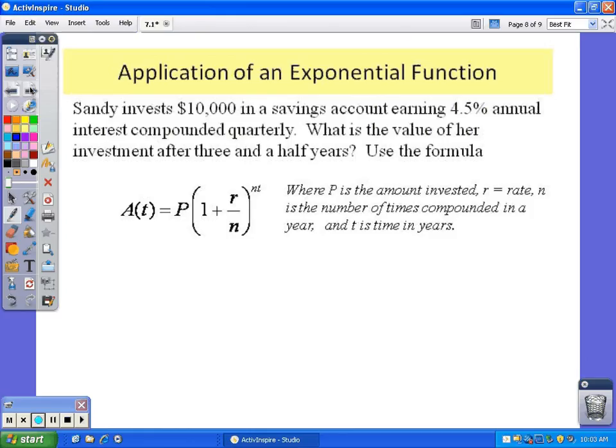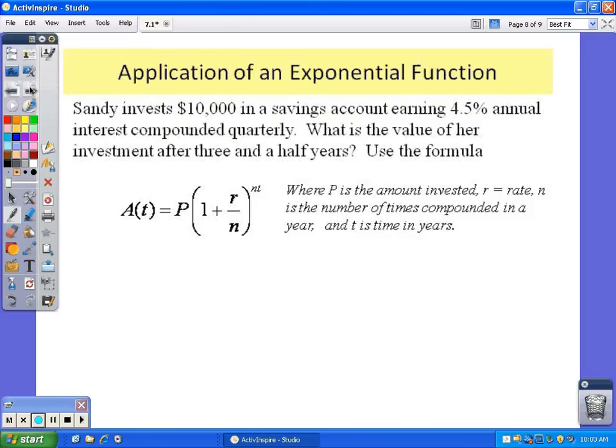N is the number of times it's compounded in a year. So they will tell you that it's compounded yearly, so N would be 1. Twice a year, so it'd be 2. Quarterly would be 4. So on and so forth. And then T is the time in years. Now make sure you notice it's in years, so if they broke it down to months, you would have to find that fractional representation for years.